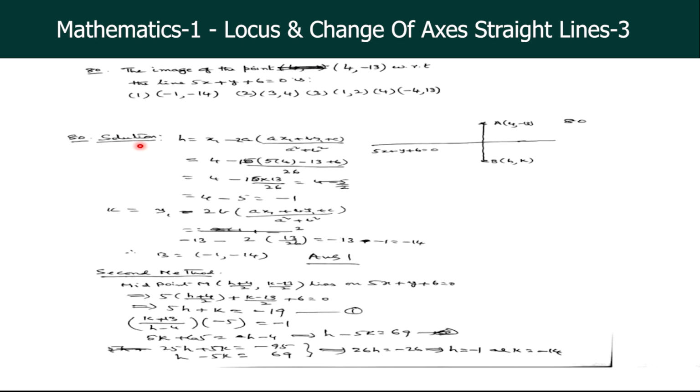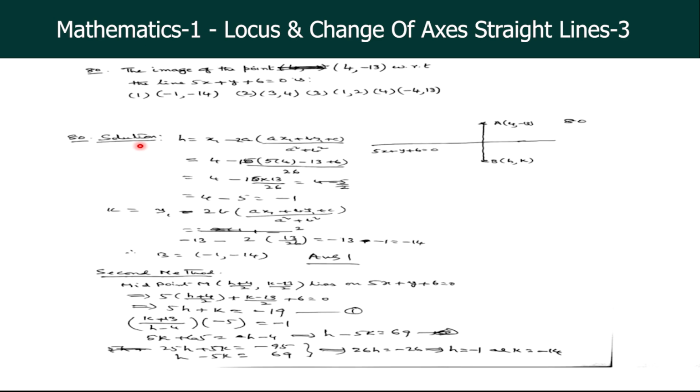Next, 79. 79 is okay. 80. The image of the point (4, -13) with respect to the line 5x + 5y + 6 = 0 is: 1) (-1, -14), 2) (3, 4), 3) (1, 2), 4) (-4, 13). And again you use the image formula.